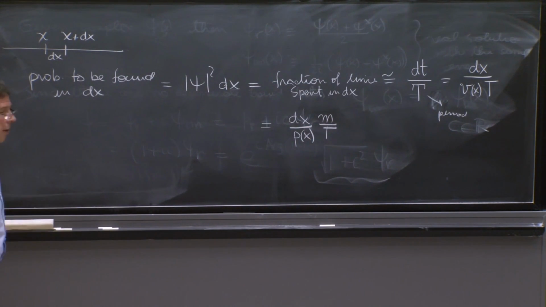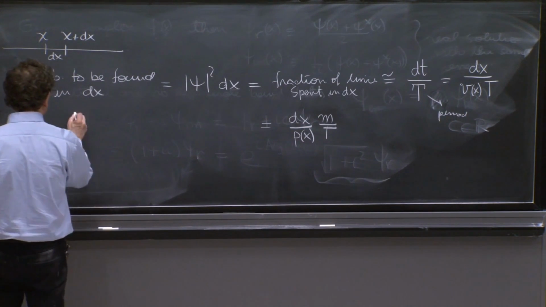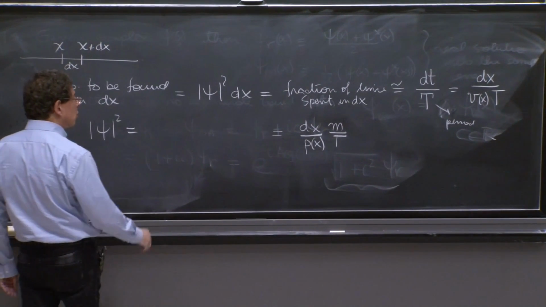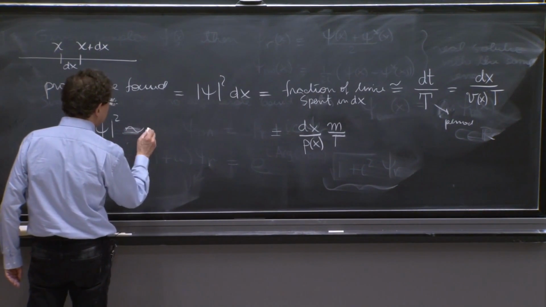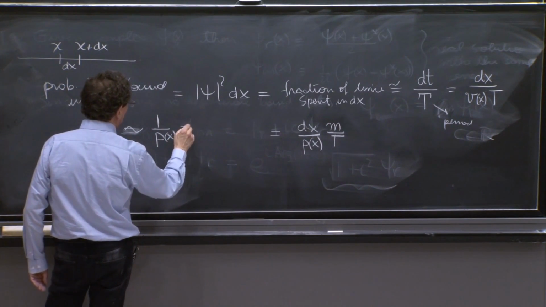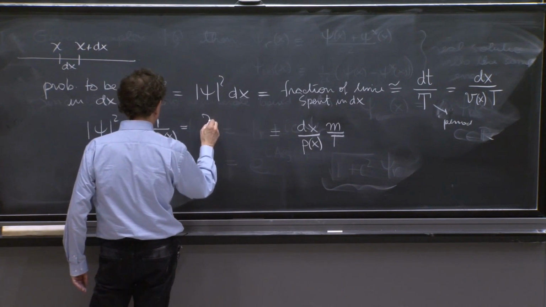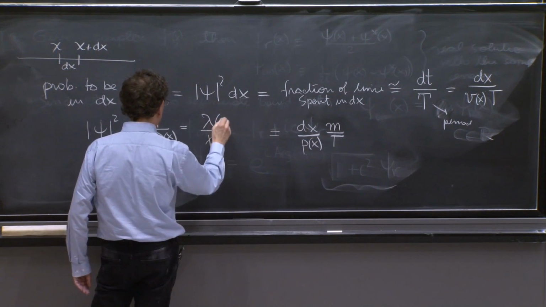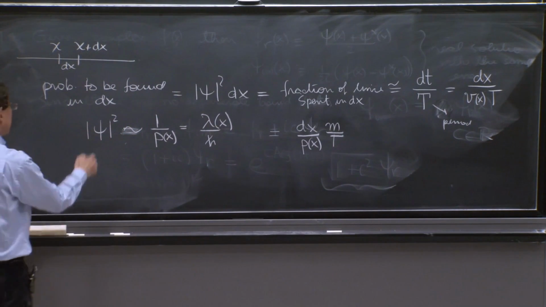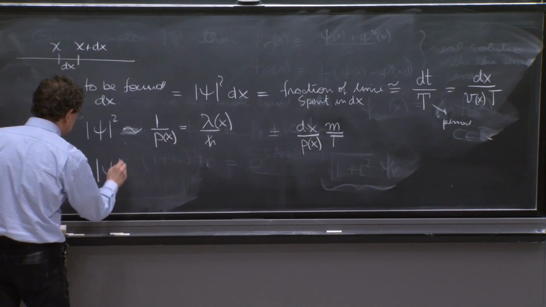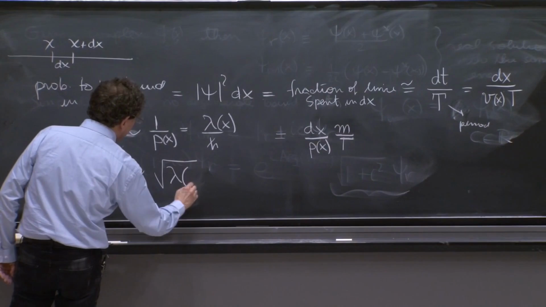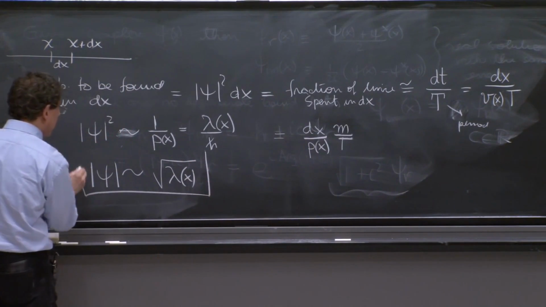So here we go. Here is the interesting thing. We found that the magnitude of the wave function should be proportional to 1 over the square root of p of x, or lambda over h bar of x. So then, the key result is that the magnitude of the wave function goes like the square root of the position-dependent de Broglie wavelength.